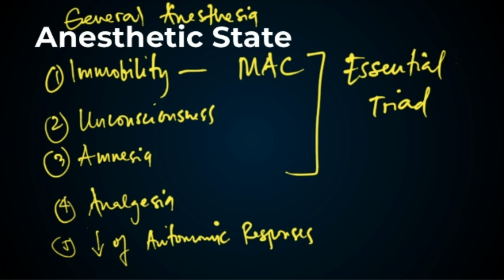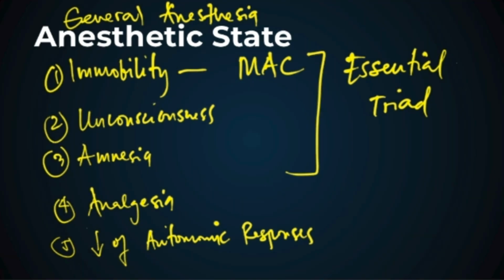Number four, we have analgesia. Analgesia is likely due to disruption of spinothalamic tract transmission and peripheral nociception. And then we have attenuation of autonomic responses. However, this is poorly controlled by inhaled anesthetics. That's why, aside from giving inhaled anesthetics, anesthesiologists also supplement with opioids to decrease the autonomic responses of a patient.